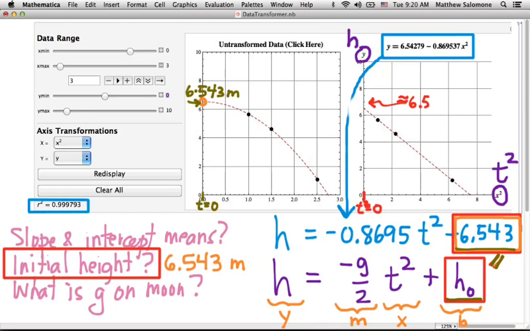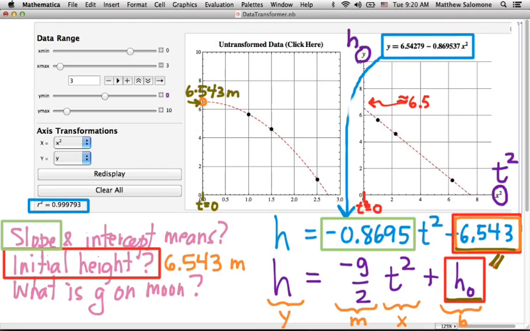Now let's unpack the slope. Let's figure out what the slope is telling us here. First of all, what is the slope of my model equation written in blue here? Where do I find the slope? Next to the t squared. Next to the t squared, next to our independent variable. And the independent variable on our transformed graph is t squared. So the slope is minus 0.8695.